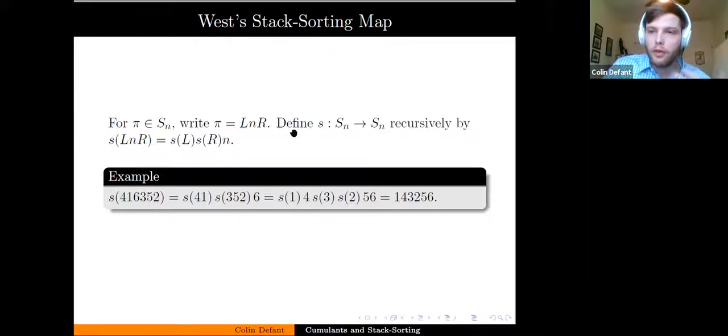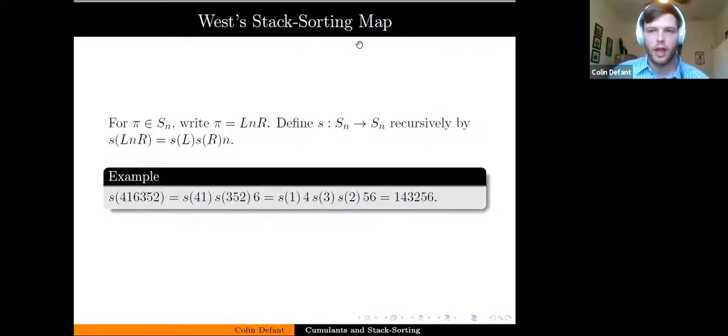a sorting map is because if you take some permutation, like 4, 1, 6, 3, 5, 2, and you apply the stack sorting map to it, you get some new permutation. If you then apply the stack sorting map to that, you get another permutation. If you keep doing this over and over again, eventually you'll get to the identity permutation, just the increasing permutation 1, 2, 3, 4, dot, dot, dot, n. Okay? So that's why it's called a sorting map. It eventually sorts your permutation.